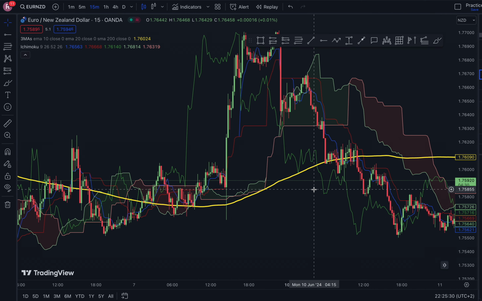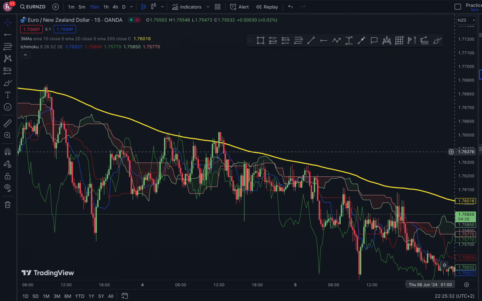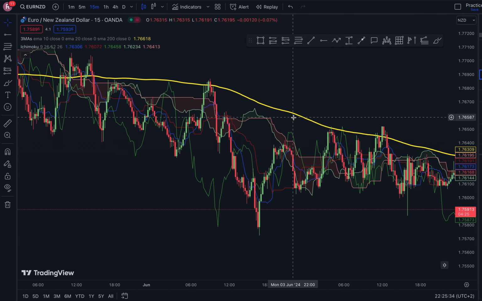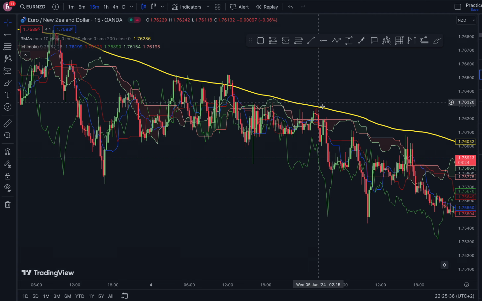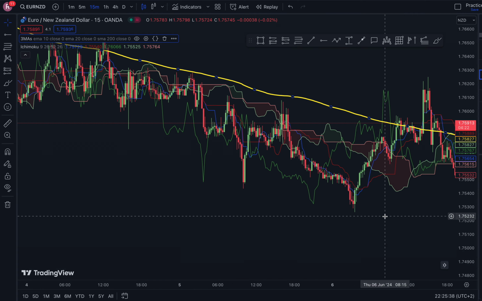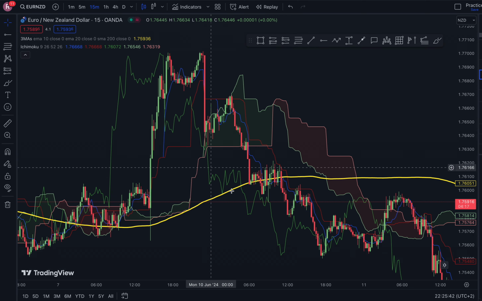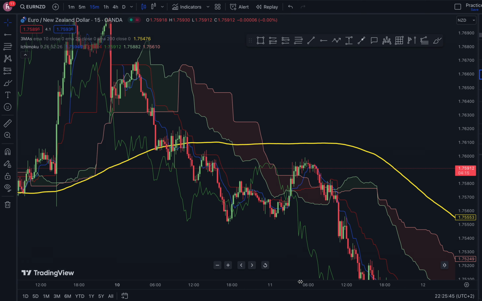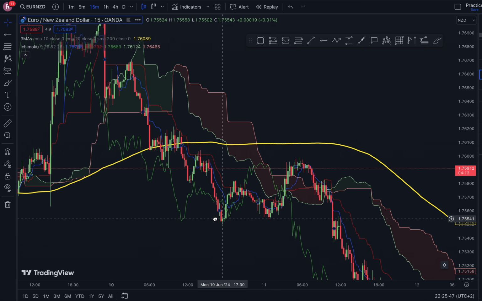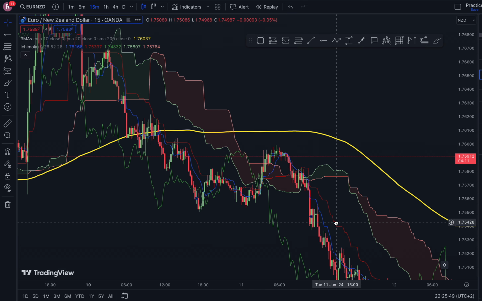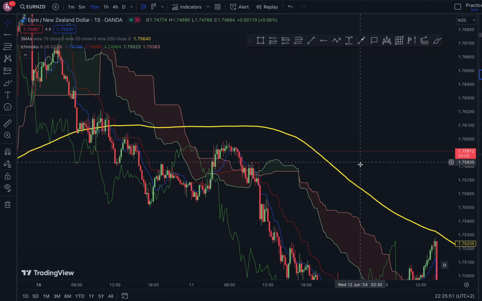So a rule of thumb is whenever price is below our yellow EMA, we are going to look for sells. Whenever price is above our EMA, we're going to look for buys. Now, how do we determine when to buy or sell? We are going to wait for the Ichimoku cloud to turn green or red.